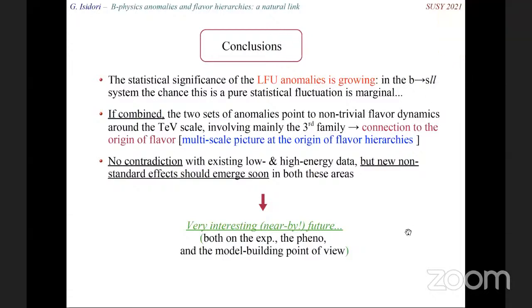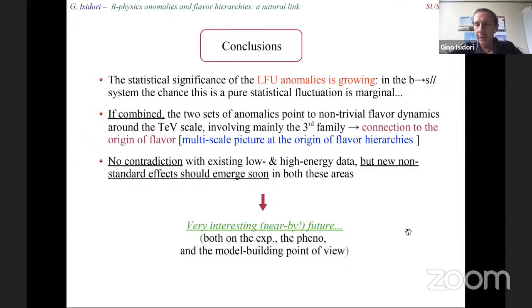Yes, I have a quick question. You know, the smallness of the Bs to mu mu branching fraction is mainly driven by the negative results of ATLAS. So assume that finally it's consistent with the Standard Model. Would this change the picture a little bit? Well, I mean, we just take the average. We don't make any commitment.